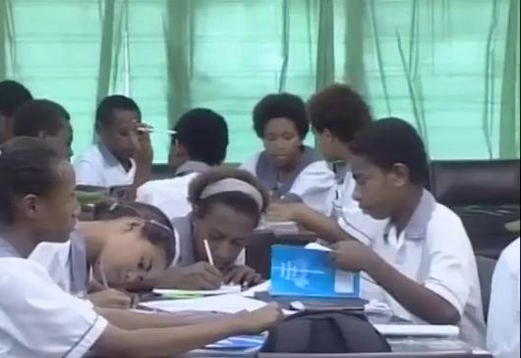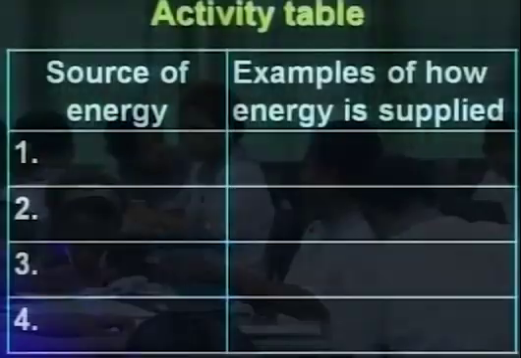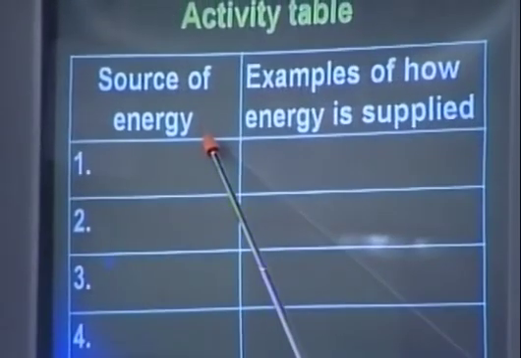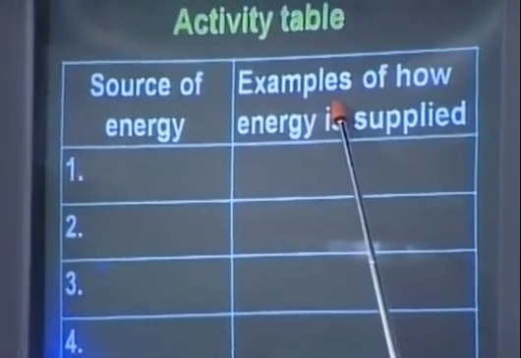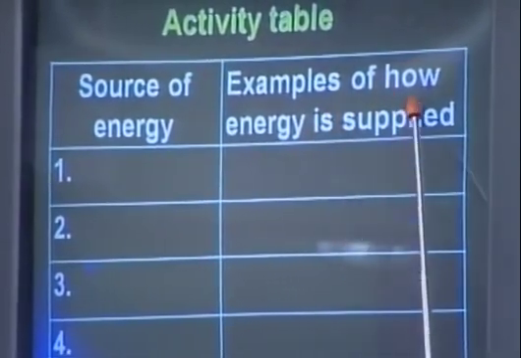Right, the table shows two columns. Okay, you can see the first column, we have numbers 1, 2, 3, 4, and under that we have source of energy. The next column, examples of how energy is supplied.